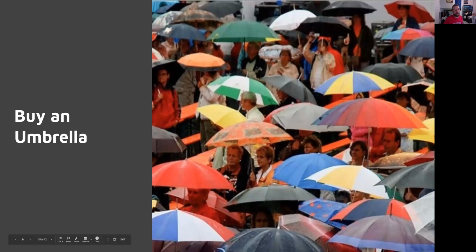We're talking about Buy an Umbrella, and Buy an Umbrella is a project that, depending on where you are, I'm either going to have you do Guess Who or Buy an Umbrella. All right, it'll be basically your last project. And this one is pretty complex.